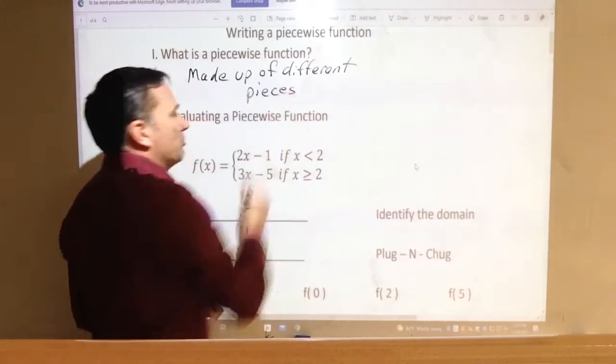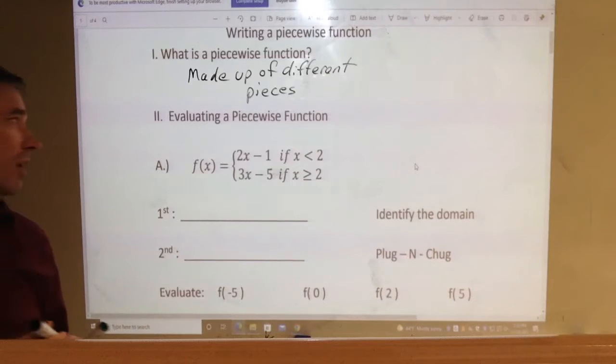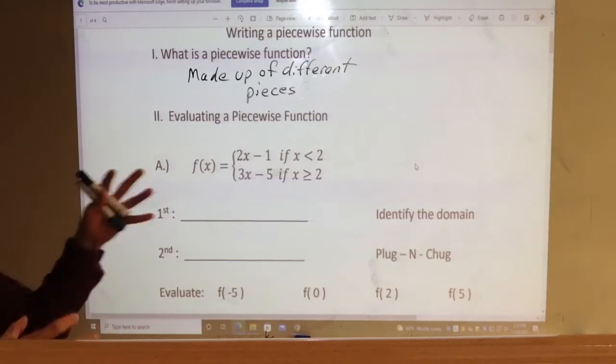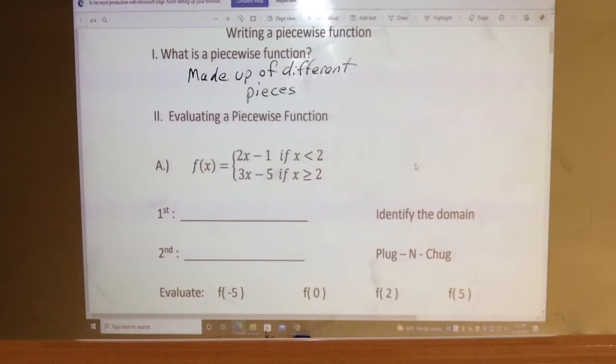Okay, so there's multiple parts to it. There's multiple parts of the graph, different things that we need to look at. That's why it's called a piecewise function. It's like we're kind of piecing these different parts together.